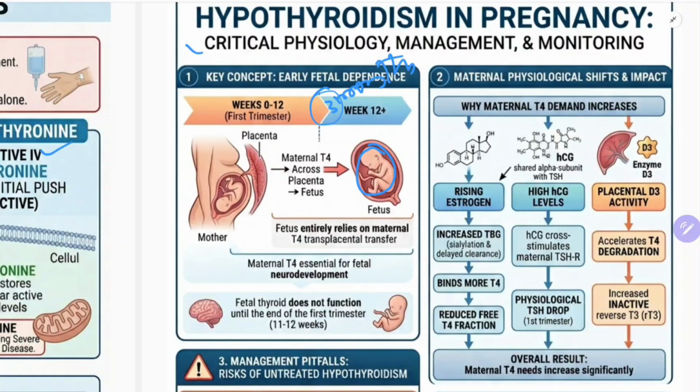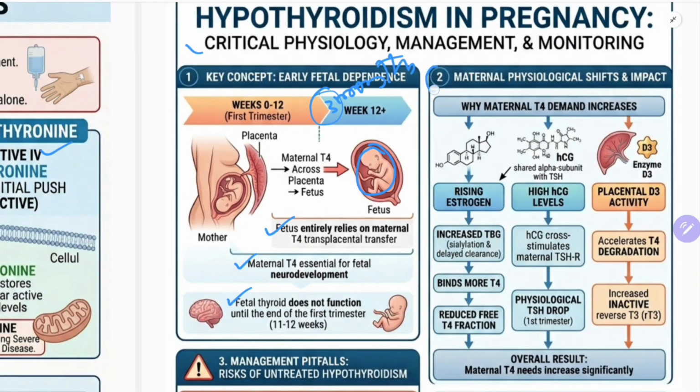hormones for its development. So why? Because the fetus does not have the thyroid hormones itself. That's why he is dependent upon the maternal hormones. So the first 3 months are very important. Fetus entirely relies on maternal T4 transplacental transfer. Maternal T4 is essential for fetal neurodevelopment. Fetal thyroid does not function until the end of the first trimester, up to 12 weeks.